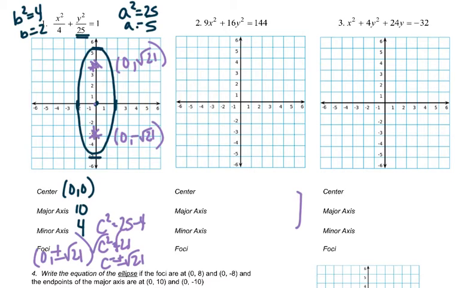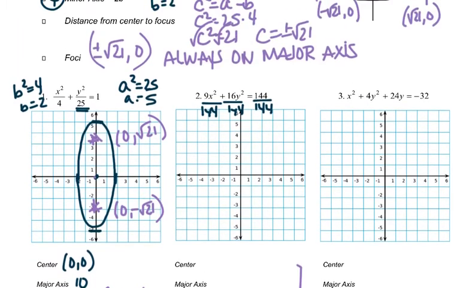Not bad, right? Okay, well then, it's going to get worse. So here, it's not in the form we like. It's not equal to 1, so I have to divide everything by 144. If I divide that, I would get x squared over 16, and that will always go in evenly, plus y squared over 9 equals 1. So again, I get that nice center of 0, 0.